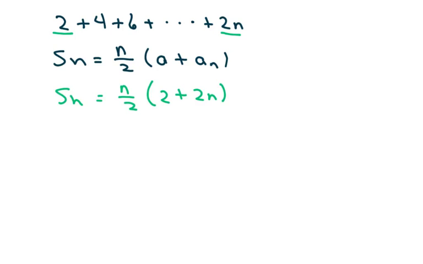I can divide each piece by 1. This 2 goes into this 2 goes into that 1, and 2 goes into this 1. So I get n times 1 plus 1n, and you can leave it like that, or this is n plus n squared.